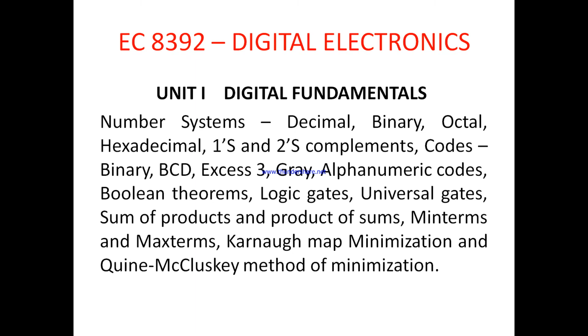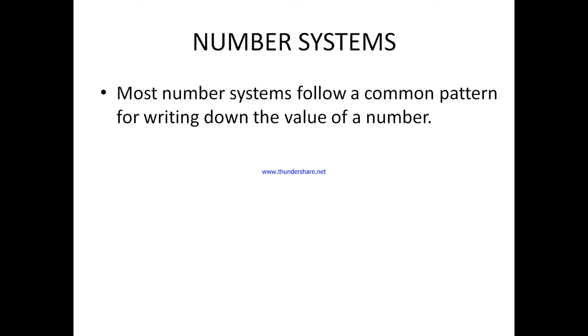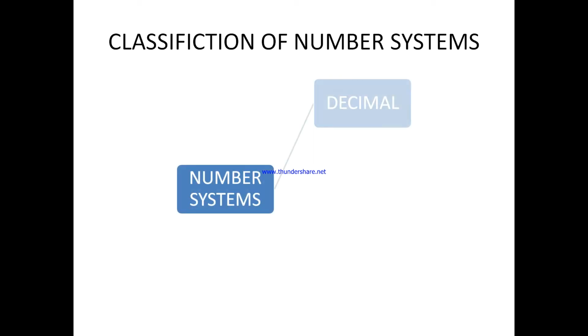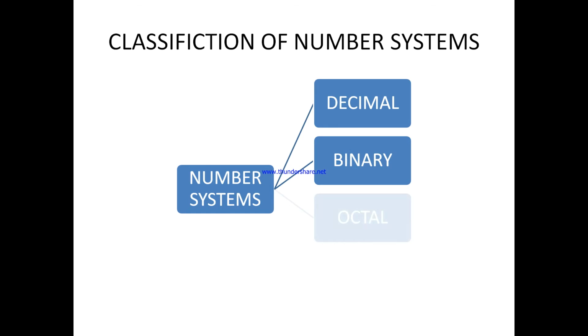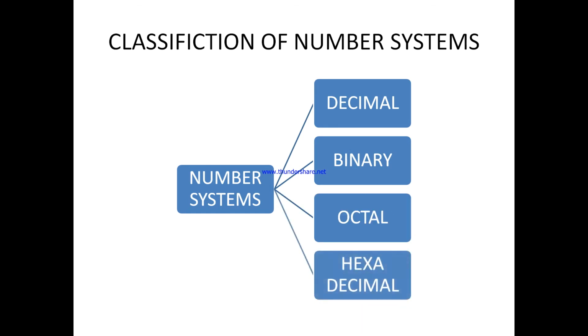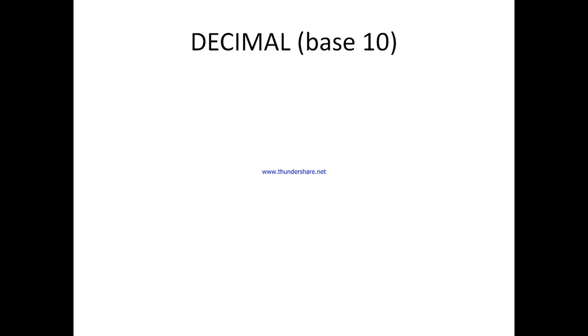In the first unit, we first discuss the number system. A number system is a common pattern of writing numbers. Mainly we discuss 4 types of number system: decimal, binary, octal and hexadecimal. First we discuss the decimal number system. The decimal number system has 10 values from 0 to 9.